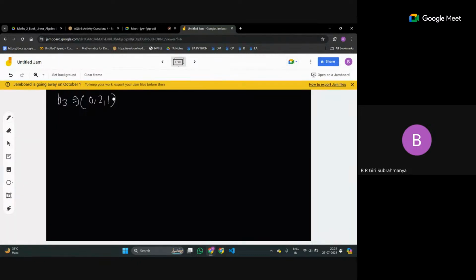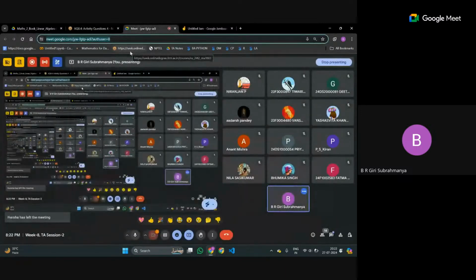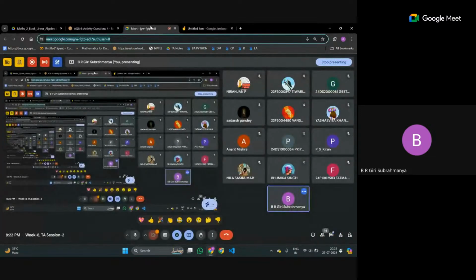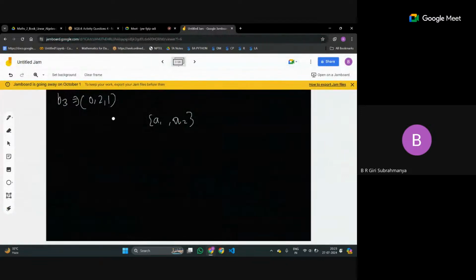Now what we have to do is, we already have a1 and we have a2. Okay, we have two vectors. Now what is the span going to be? These two are orthonormal vectors. What's going to be the span of these two? It will be a plane, right? It's not R2. It's a plane in R3. Okay, some plane in R3.